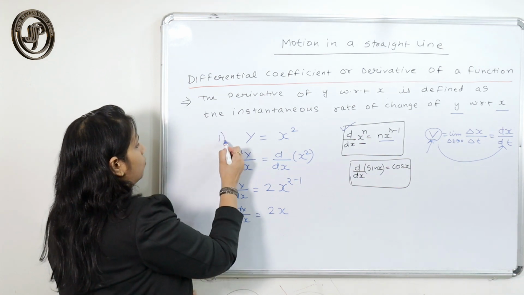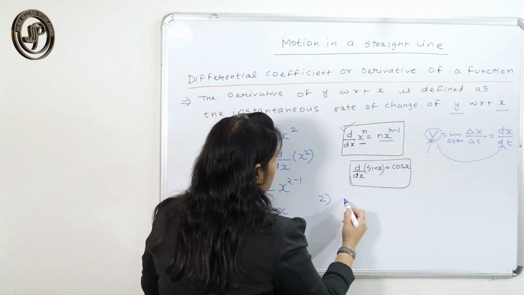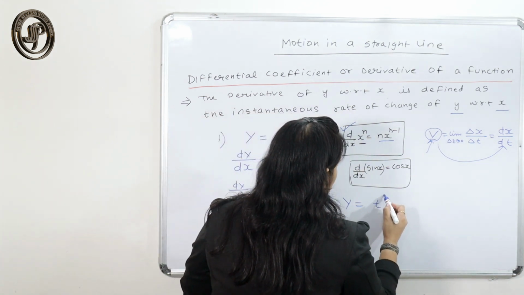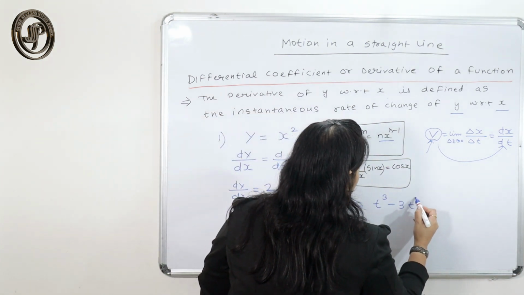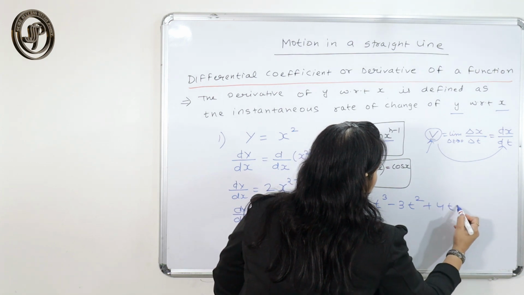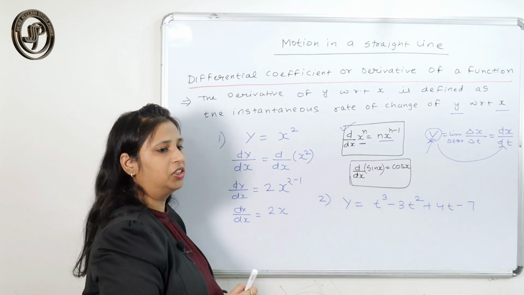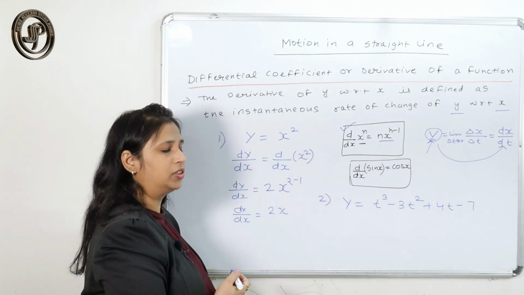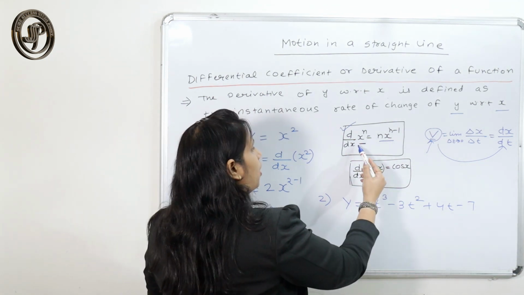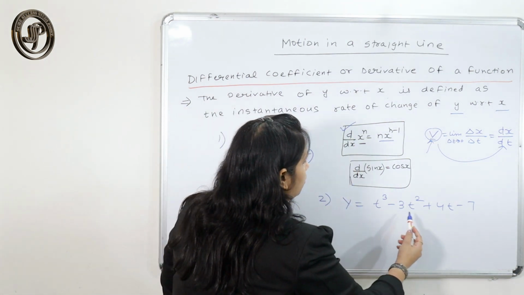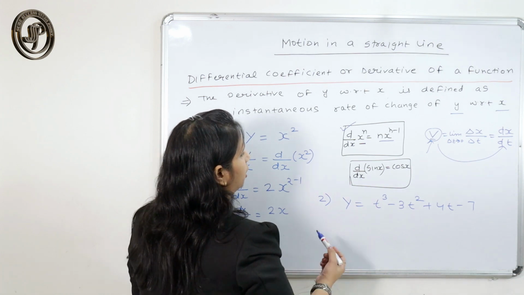Take one more example. Suppose the function is y is equal to t cube minus 3t square plus 4t minus 7. I need to find the derivative of this function. This is again an algebraic function. So, for all algebraic functions I need to apply this formula.